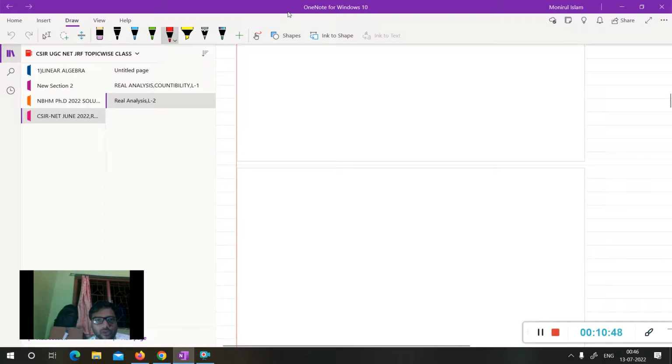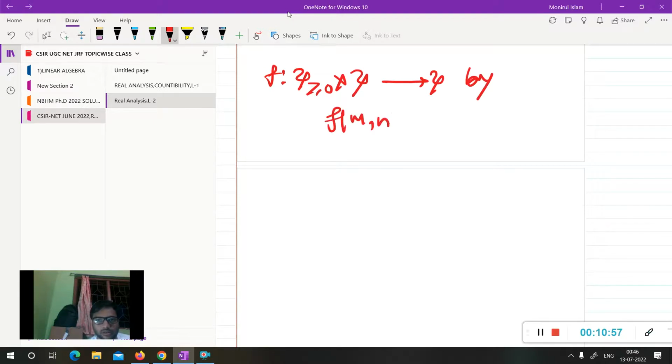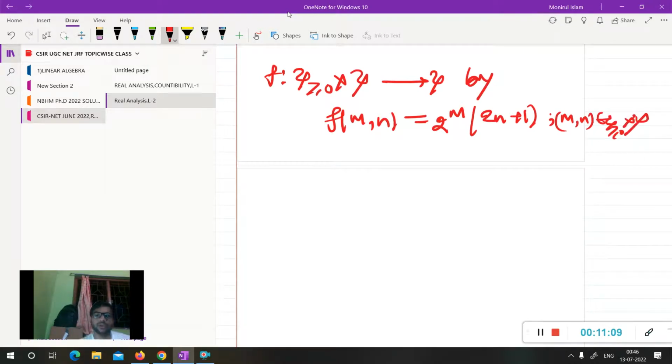Okay, so what is the mapping? F, I am writing, from Z to Z, by f(m, n) equal to 2 to the power m times (2n plus 1), where (m, n) belongs to Z non-negative cross Z. Okay, so we check its injectivity.